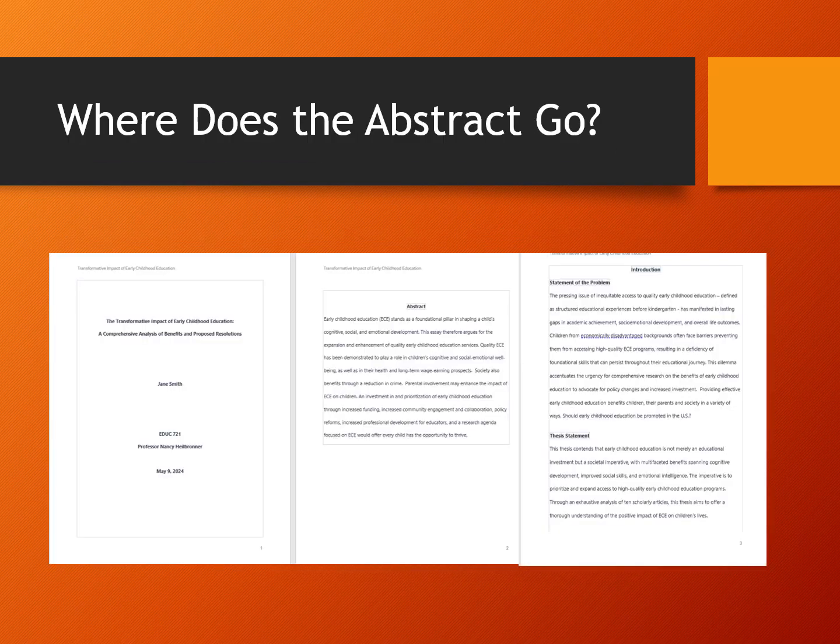Where does the abstract go? So if you look at the example provided here, you see the title page on the left, then comes the abstract, and then you start with your introduction. The abstract goes in between the title page and the start of your paper. It is double-spaced.